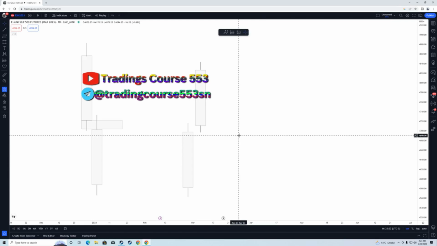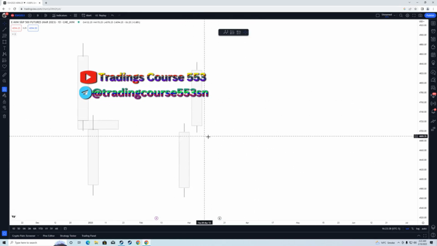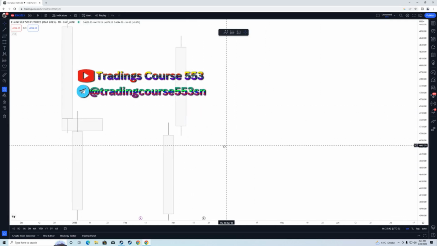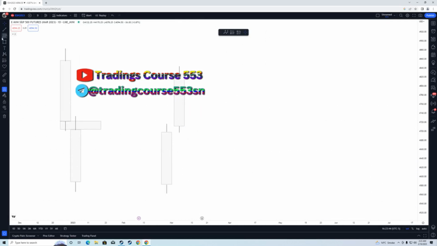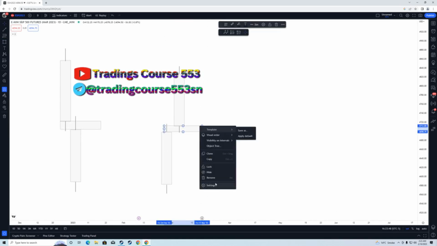And over here for the long example, the difference or the gap between the close and the open of the next candle is called volume imbalance. I'm gonna repeat this again.